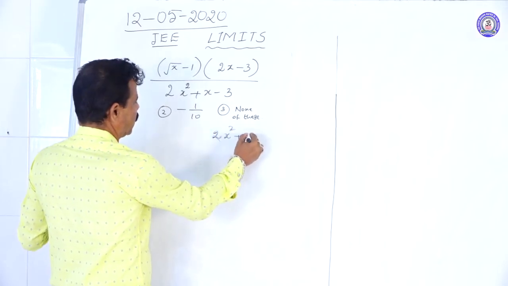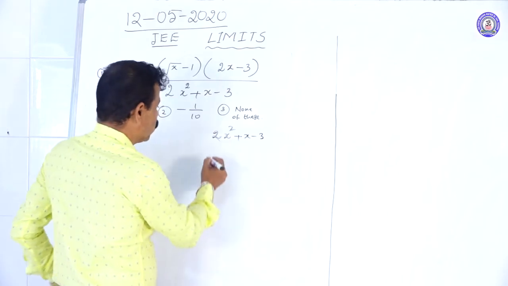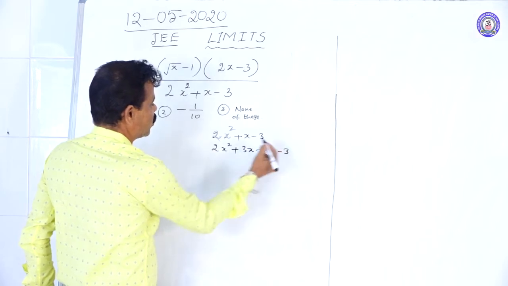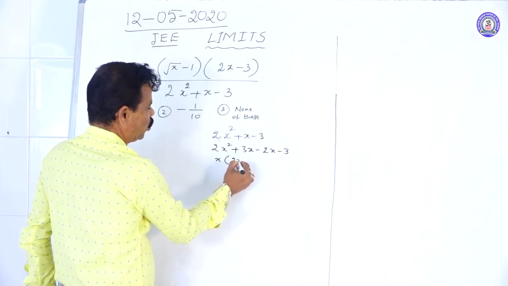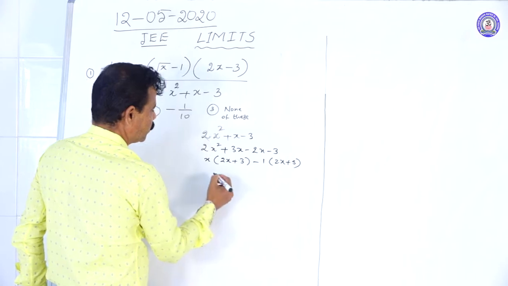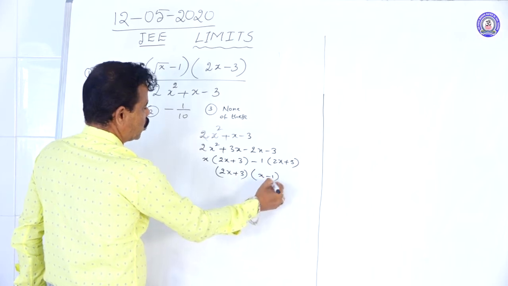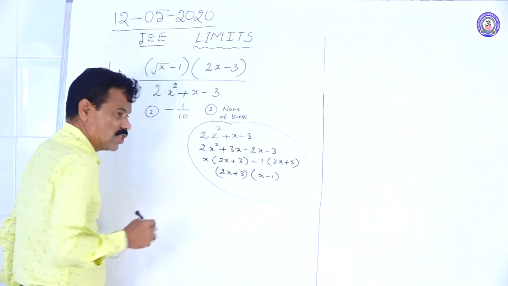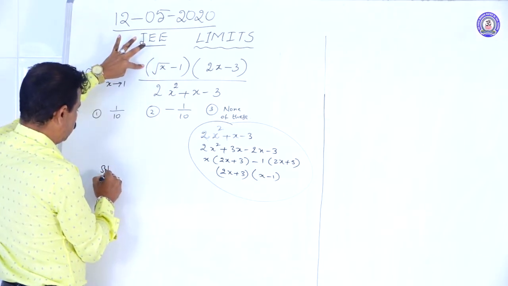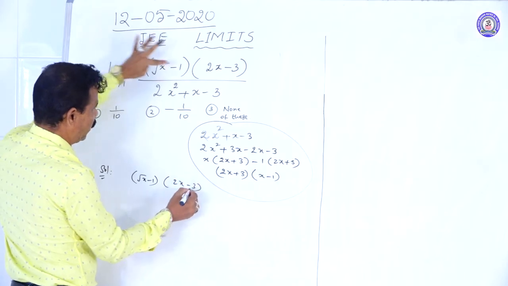Two x square plus x minus 3. 3 into minus 3 into 2 is minus 6. So it is written as 2x square plus 3x minus 2x minus 3. Here x common: x into 2x plus 3, minus, here 1 common, 2x plus 3. Here 2x plus 3 is common in the above step, and again x minus 1 is coming. These are the factors.